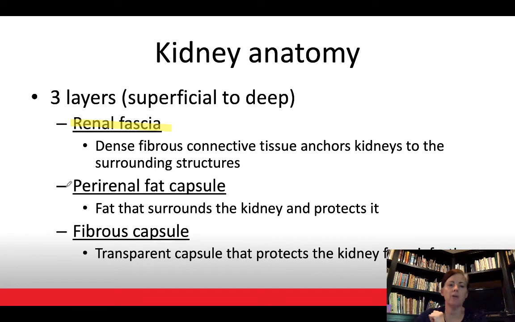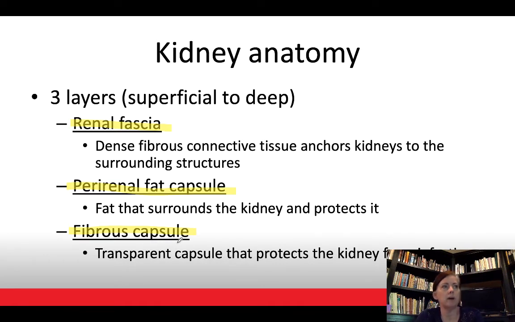Then we have a perirenal fat capsule. This is basically just fatty tissue that surrounds the kidneys, and it offers protection for them. And then we have the fibrous capsule, and this is right on the kidney itself. So this is the deepest layer. This fibrous capsule is transparent. So if you actually look at a kidney, it looks kind of clear and shiny. What you're seeing is that transparent capsule. And what that does is it helps protect the kidney from infection.